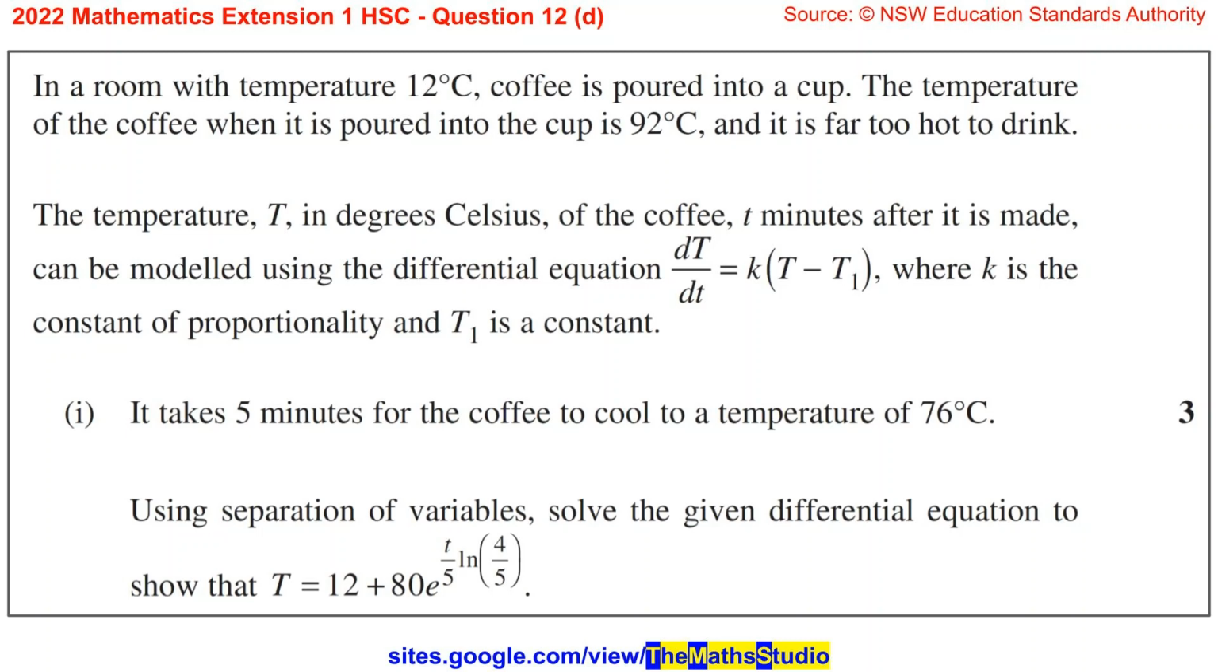Part 1. It takes 5 minutes for the coffee to cool to a temperature of 76 degrees Celsius. Using separation of variables, solve the given differential equation to show that T equals 12 plus 80 times e to the power of t over 5 times ln of 4 over 5.